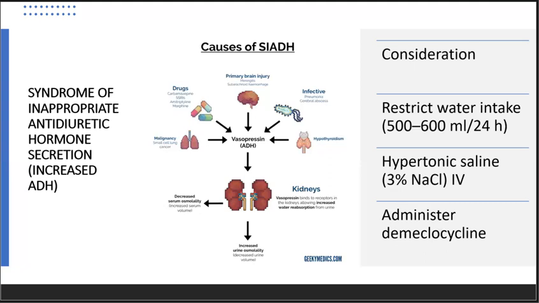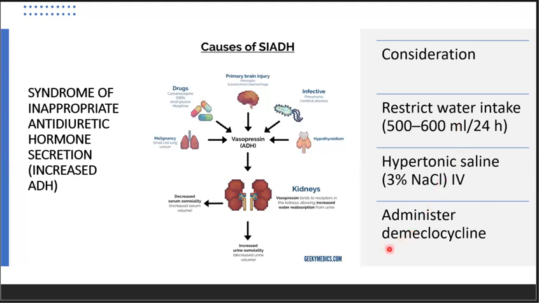So we want to restrict water intake in this client to between 500 to 600 ml within 24 hours. Again, we might need to administer diuretics to help promote excretion of the water that he's retaining. You can also give hypertonic saline, like an IV. We can give like 3% sodium chloride.